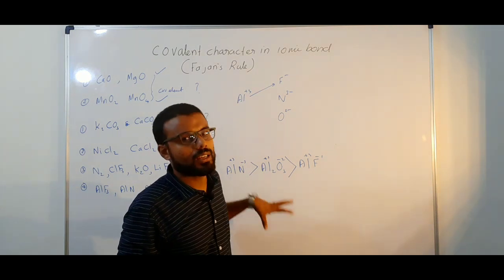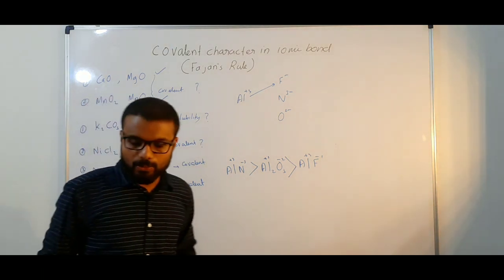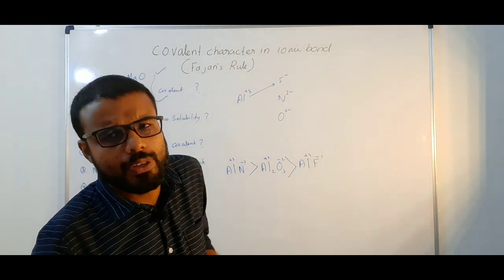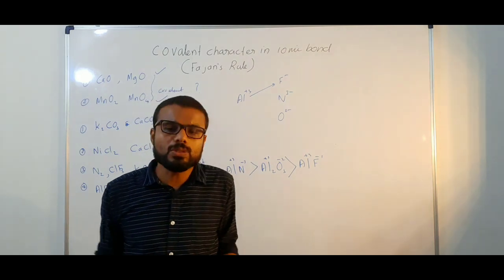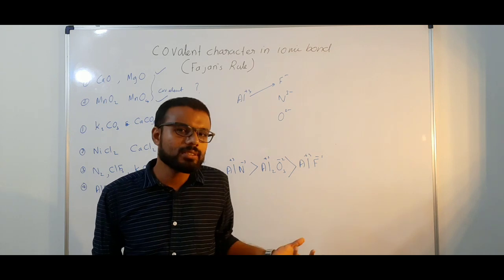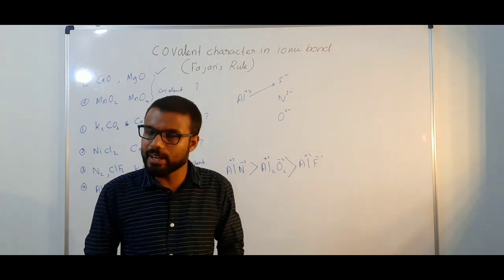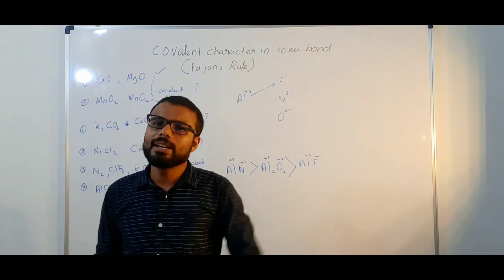So, these are the application examples from Fajan's rule. Okay. Now, we know that most of the salts of lithium are what? Soluble in organic solvent, not in water. The reason? Because it is what? Covalent character is what? High. Okay. Pronounced covalent character. Higher the covalent character, solubility decreases.